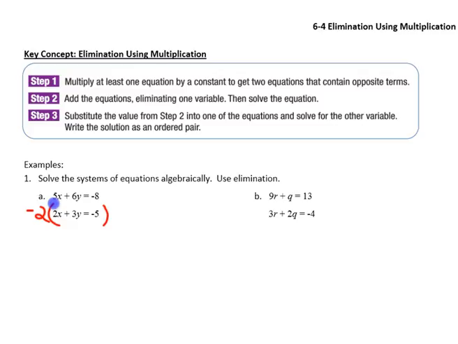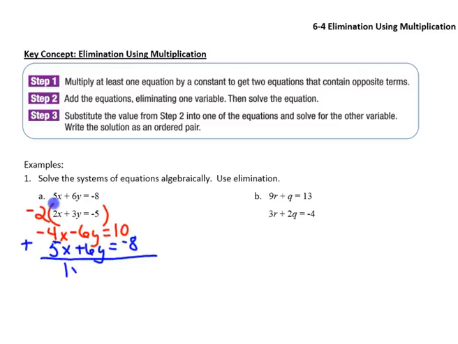So this is going to be -2 times 2x is -4x. -2 times 3y is -6y. -2 times -5 is 10. Now, just to make it a little easier, I'm going to rewrite the first equation down here so that they're right next to each other, one right on top of the other. Now it's like what we worked on the other day. The y's can cancel out. They can be eliminated. So I'm going to add these two together.